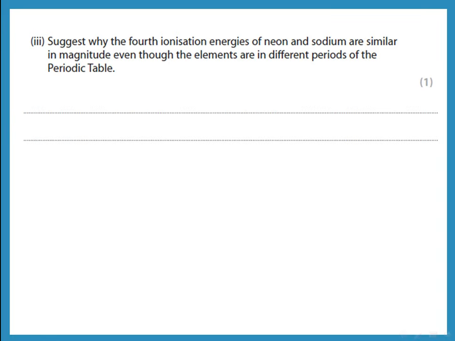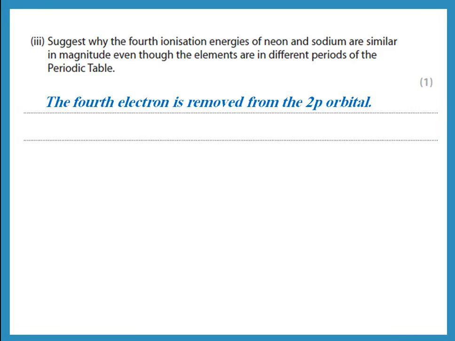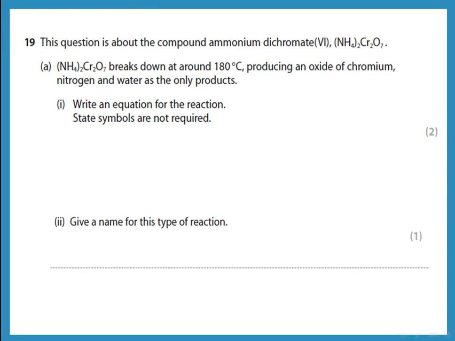Suggest why the 4th ionization energies of neon and sodium are similar in magnitude, even though the elements are in different periods of the periodic table. If you look at the periodic table, for neon and sodium the 4th electron will be removed from the same orbital, which is the 2p, and that is why they are similar in magnitude.